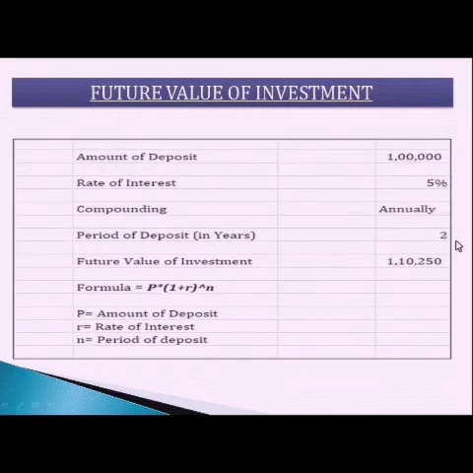If a customer invests 1 lakh rupees for a 2 year scheme at the rate of 5% annually compounding, he may get 1,10,250 rupees at the end of the period. The formula for this is P into (1 plus R) whole raised to N. P stands for the principal amount, R stands for the rate of interest, and N stands for the number of periods. We can also configure the particulars based on our scheme.